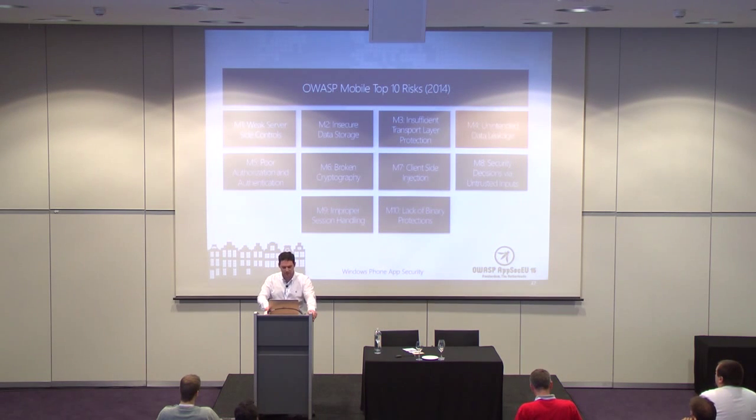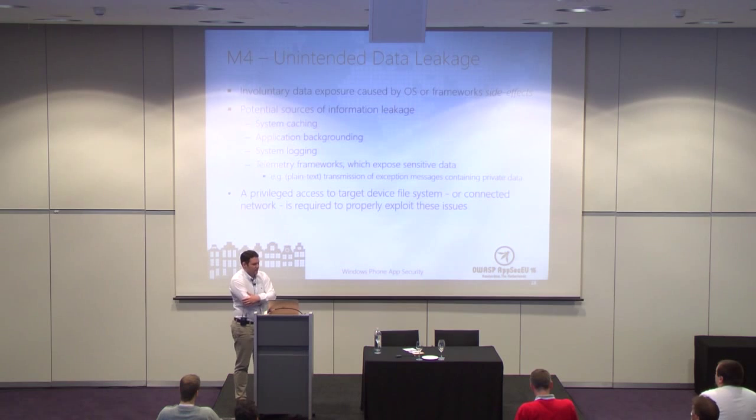So let's move to M4. M4 is unintended data leakage. That's very, very simple. Basically, we have our operating system that leaks data. We have this involuntary data exposure caused by some kind of side effects.